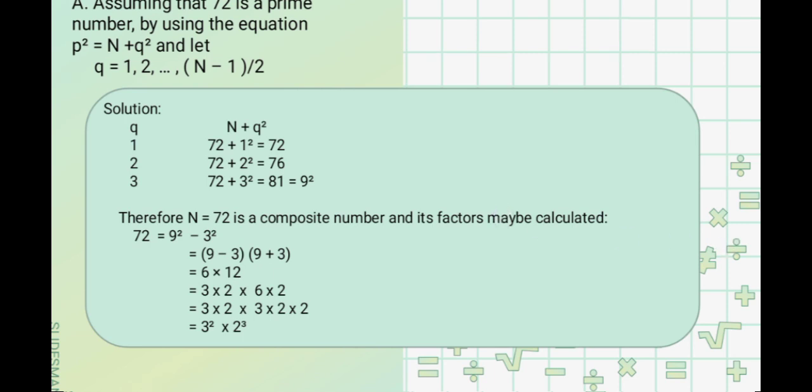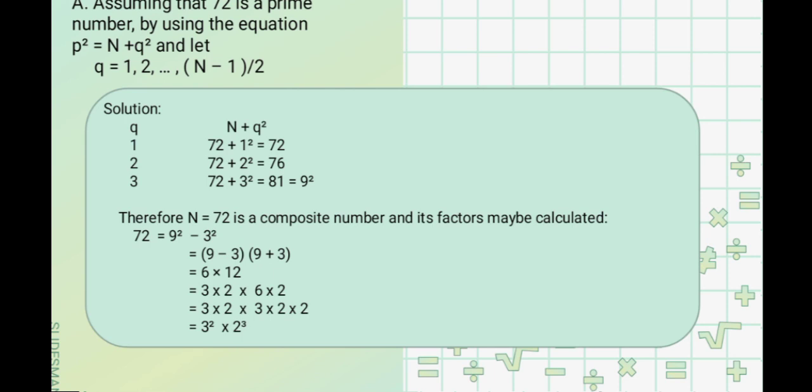So, maka-conclude na ta nga ang n nato is a composite number and its factors may be calculated by using the Fermat's method. So, ang Fermat's method is the difference of two squares. Diba? So, we have the formula of n is equal to p squared minus q squared. Okay? Or n is equal to q squared minus p squared. So, depende lang na siya.